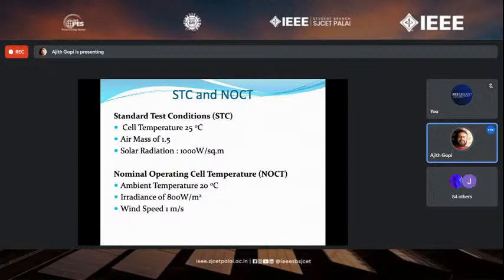It is on top of our atmosphere, the top of the atmosphere. It's around 1,367 watt per meter square. But at sea level, it will be 1,000 watt per meter square. Okay. So standard test conditions are used for rating your solar modules. We have solar simulators which provide this kind of typical atmospheric conditions for testing your solar PV module. And nominal operating cell temperatures are selected for getting a realistic picture of the actual conditions.